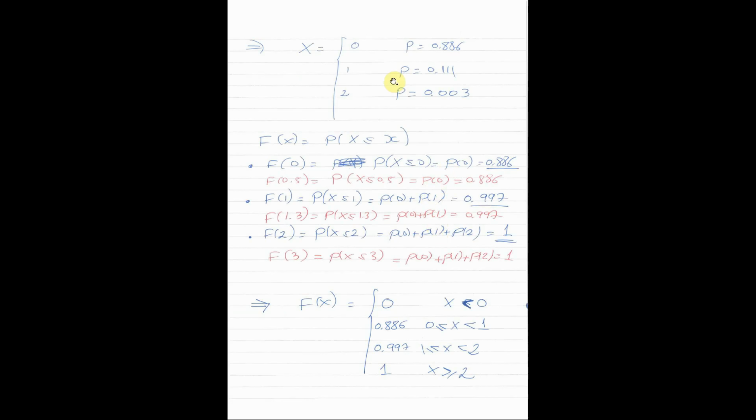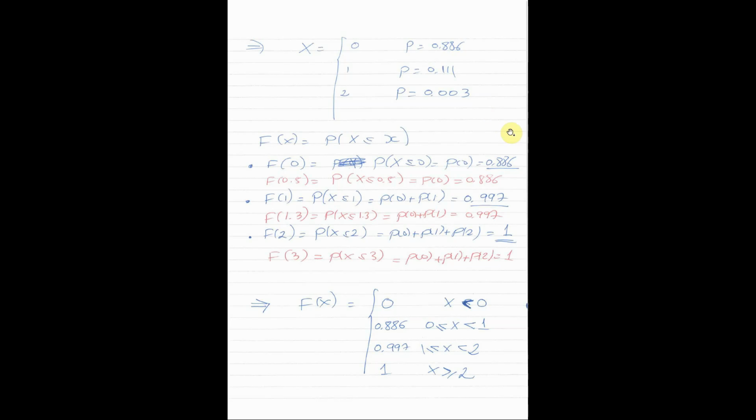So here in this case, what would be the mean value for x? The mean value for x would be 0 times 0.886 plus 1 times 0.111 plus 2 times 0.003. We can think of these probabilities as weights, and the mean value is the x value times its probability, plus x value times probability, plus x value times probability. If we do that for this example, we have 0 times 0.886 plus 1 times 0.111 plus 2 times 0.003. The answer is 0.117.